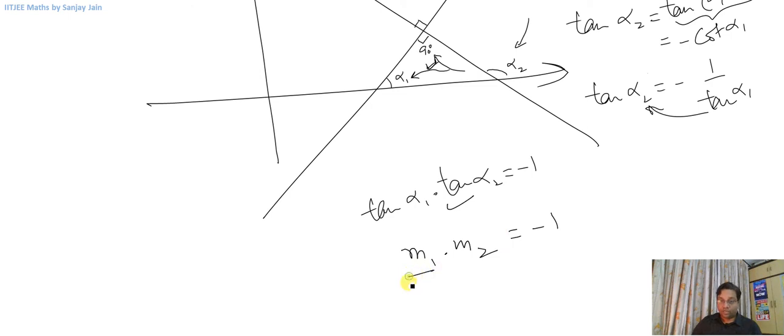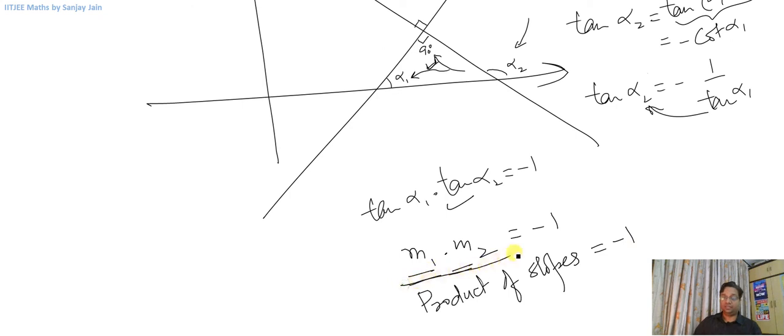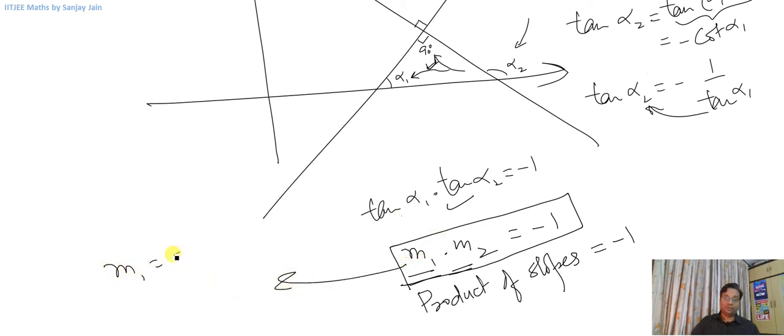So the product of slopes of these perpendicular lines, the product of their slopes, is equal to minus 1. This is the condition for two lines being perpendicular to each other, that their slopes are negative reciprocals of each other. Their slopes are negative reciprocals of each other, and similarly m2 is equal to minus 1 by m1.